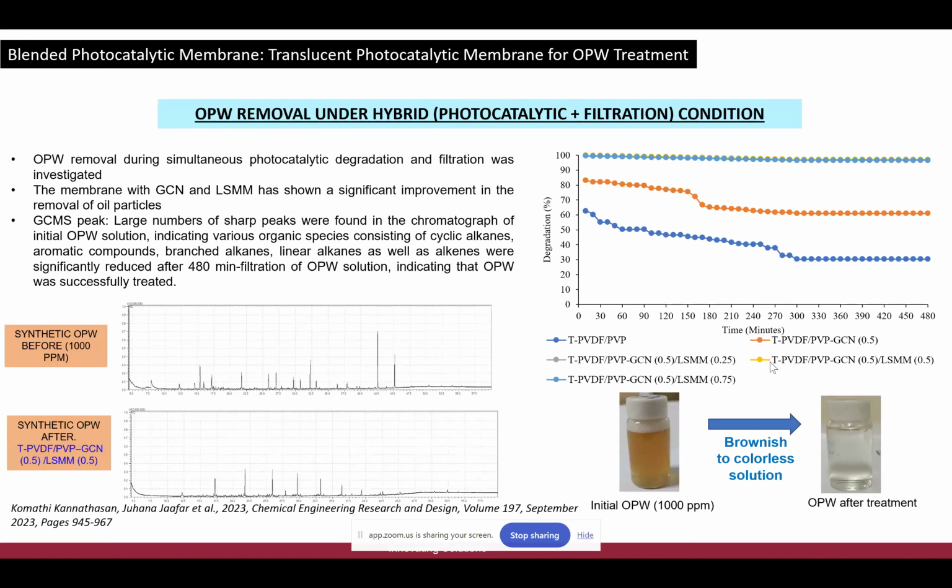The removal of oil molecules from the OPW was also conducted under hybrid condition testing, and the membrane with the GCN catalyst and LSMM has shown high removal of pollutant, as you can see. You can also see a significant reduction of the organic species peaks after the treatment using our membrane. And here you can see the brownish color of our initial OPW, which we synthetically prepared at 1000 ppm, has turned into a colorless solution after the treatment.